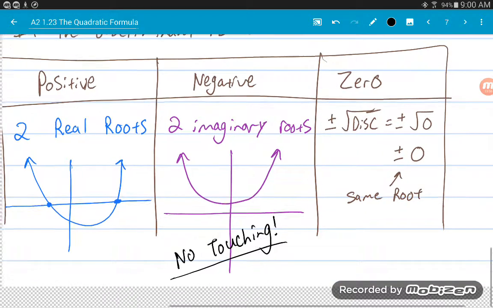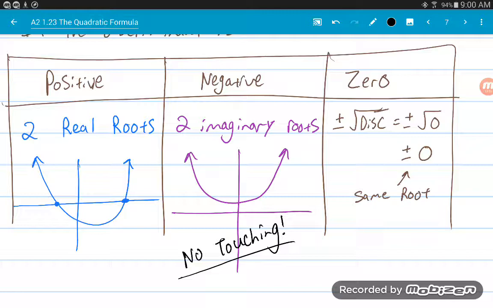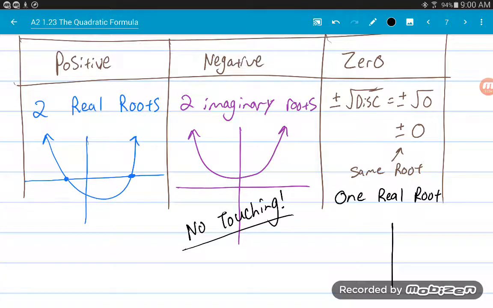Sorry, there's a little more writing in the box for 0. But these are the same root. So there's one real root. And what that looks like is this. One root. It's like a turning point where the graph of the function just touches the x-axis in one place and then it turns around. You're going to want these in your notes to refer to.